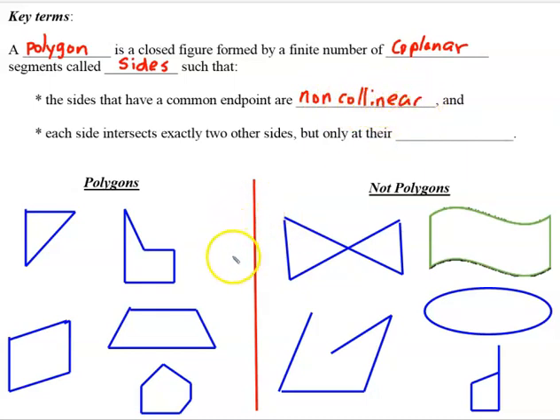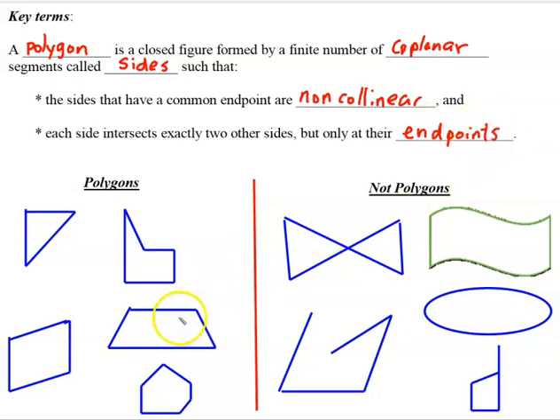So before I go any further, let me just point out, what is that saying? So here's an example of a polygon. These segments are on the same plane, and the sides have a common endpoint. There's a common endpoint that it's talking about, and that endpoint isn't on the same line as these two sides. That's really all that it's saying, just in case you weren't following. And then finally, finishing up our definition, each side intersects exactly two other sides, but only at their end points.